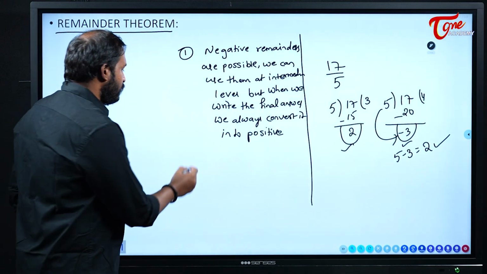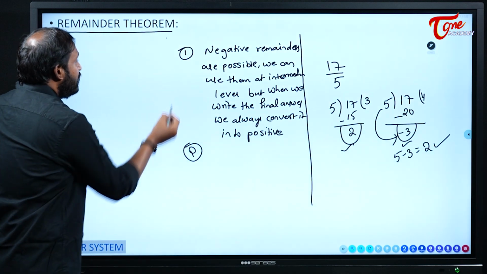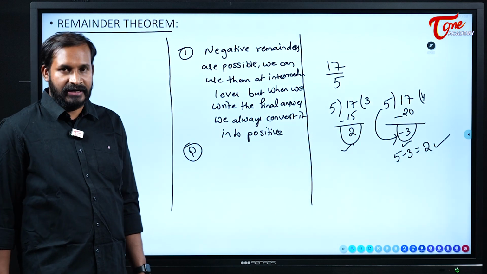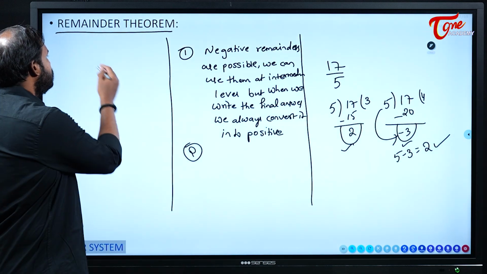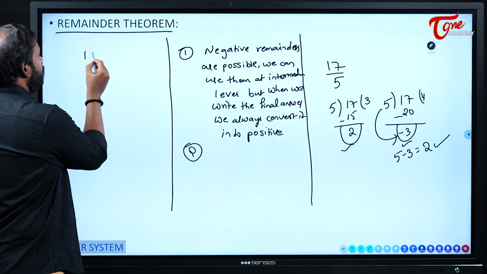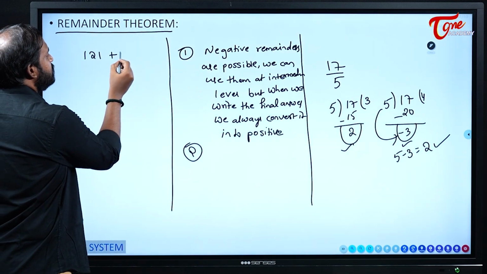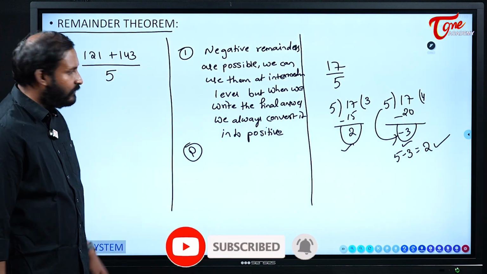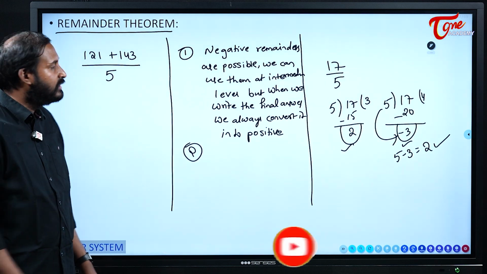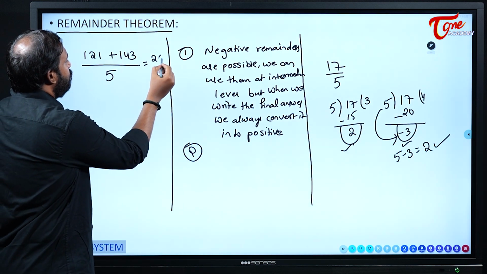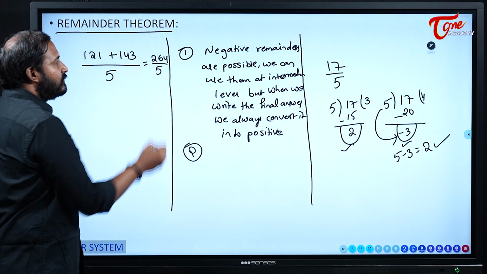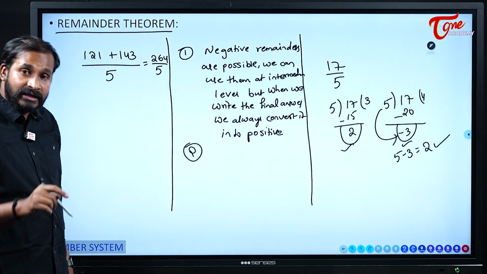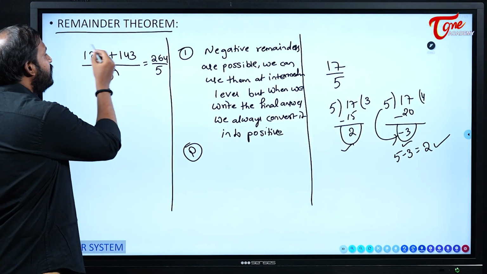Next, what is the second rule? It means we can take the individual remainders. What are these individual remainders? For example, I need to tell what is the remainder for 121 plus 143 by 5. The basic method which we usually do is we add 121 with 143. So, we will get the answer as 264 by 5, and the remainder for 264 by 5 is 4. The other method to tell this one is to find their individual remainders.